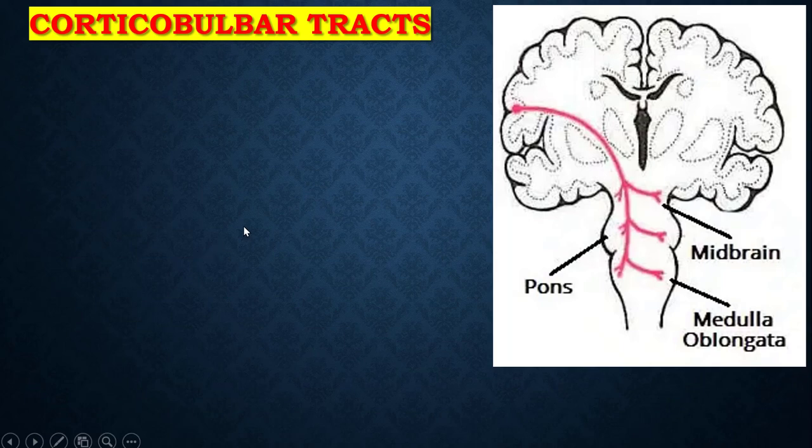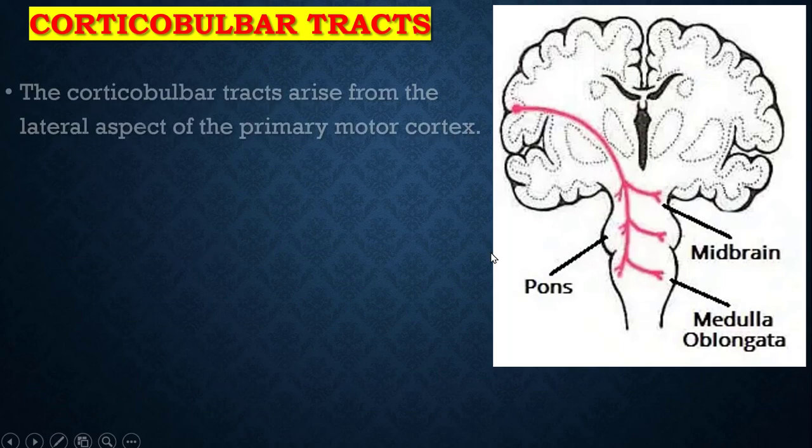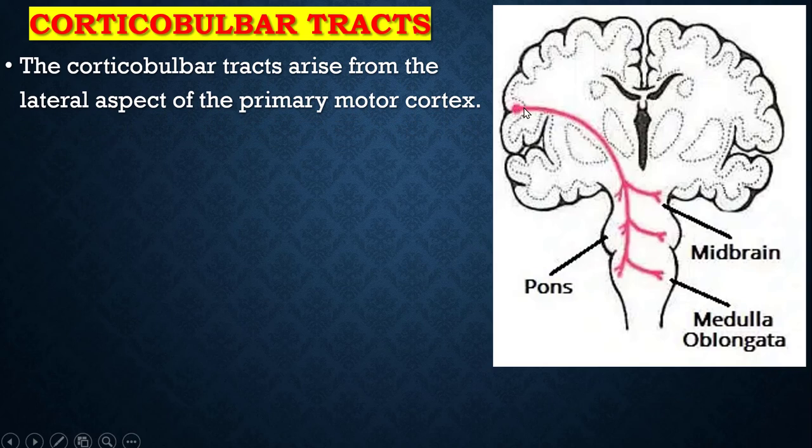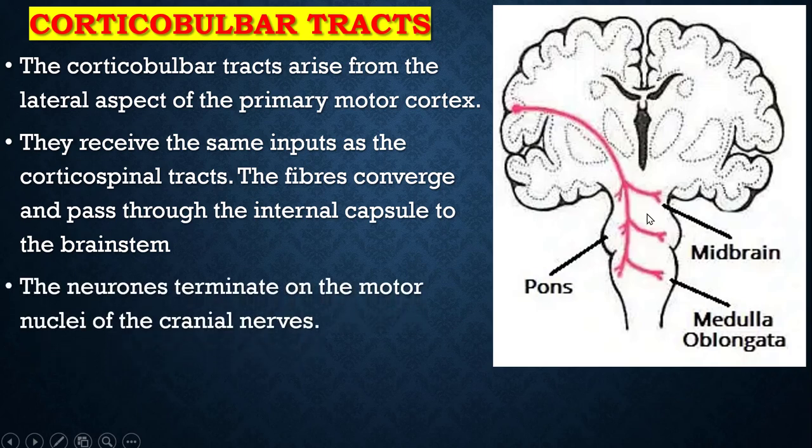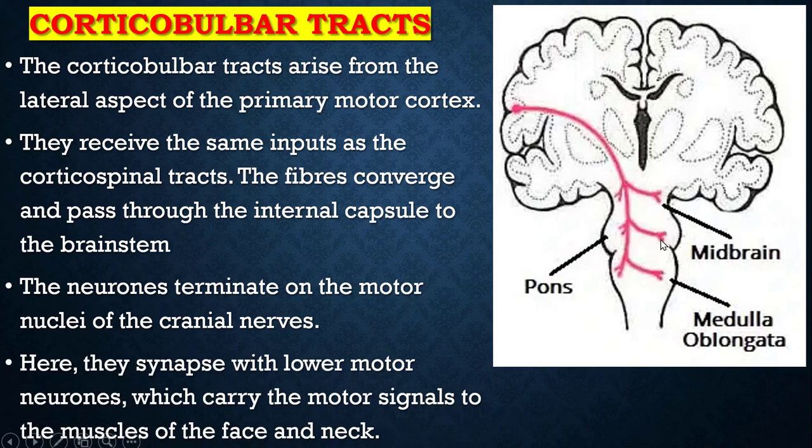Corticobulbar tract. The corticobulbar tract arises from the lateral aspect of the primary motor cortex. They receive the same input as the corticospinal tract. The fibers converge and pass through the internal capsule to the brainstem, the same pathway as the corticospinal tract. The neurons terminate on the motor nuclei of the cranial nerves in the midbrain, synapsing with lower motor neurons which carry the motor signal to the muscles of the face and neck.